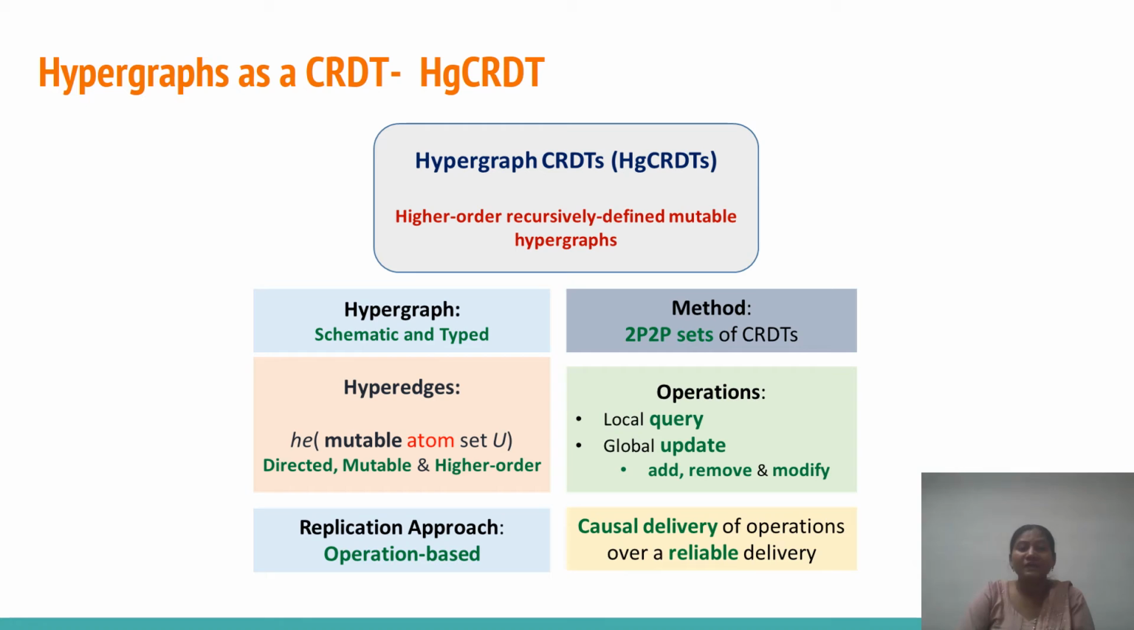We adopt the existing 2P sets of CRDTs for adding and removing vertices and hyperedges. In the 2P framework, the set elements can be removed after addition but cannot be reintroduced. For our HgCRDT specification, we provide local query and update and global update operations to add, remove and modify hypergraph atoms. The communication model of HgCRDT is similar to CRDT, where operations are sent in an ordered causal fashion.